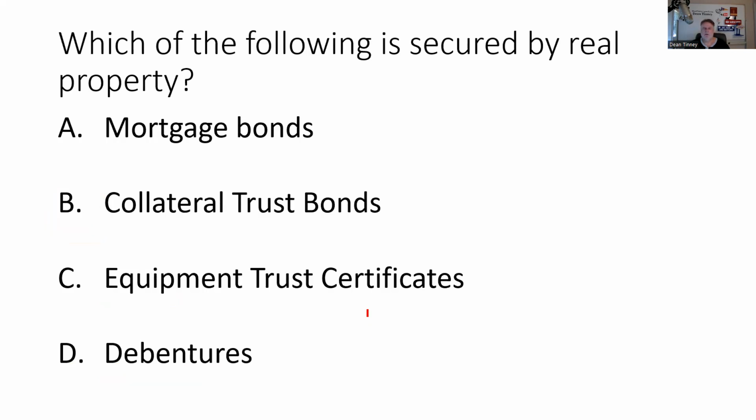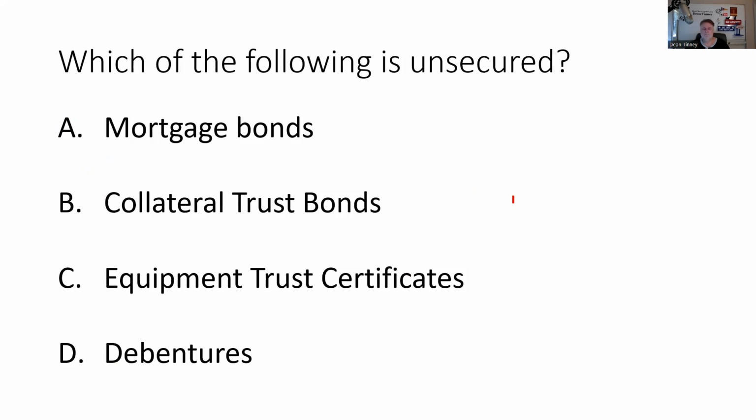Which of the following is secured by real property? That would be mortgage bonds. Mortgage bonds, remember, secured bonds come ahead of unsecured bonds in liquidation of the corporation. What we mean by real property is not only the building, we get the underlying real estate as well if we're a bondholder and we have to foreclose. So mortgage bonds are secured by real property.